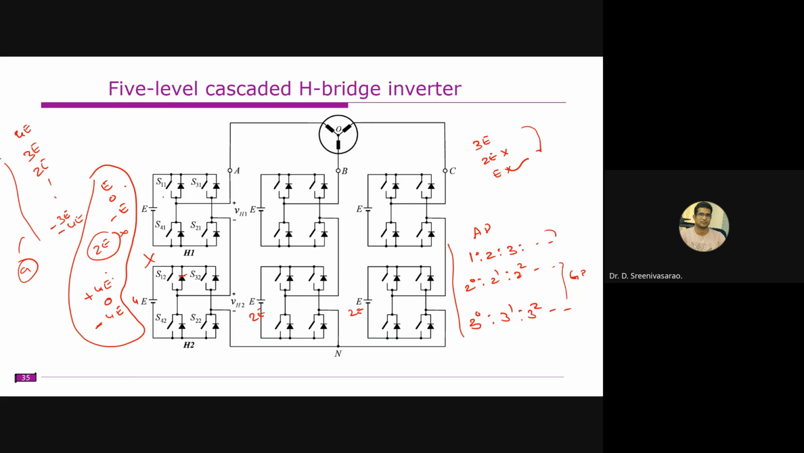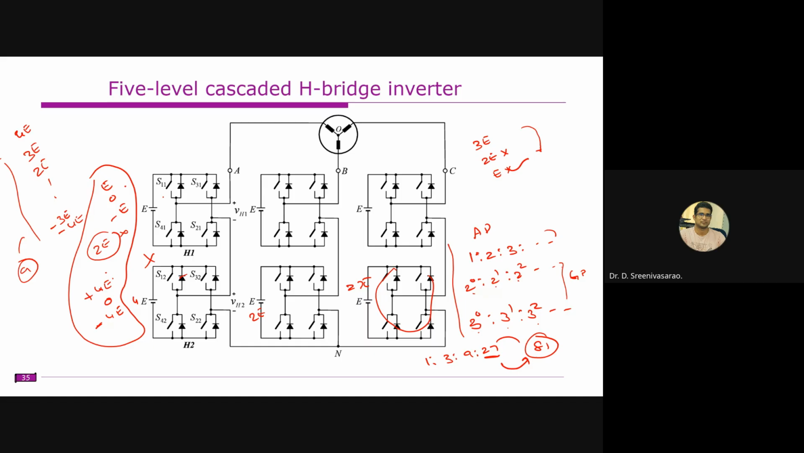So this is 1:2:3. This is 1:2:4. This is 1:3:9:27. Likewise, if it is 1:3:9:27, you can get 81 levels in the voltage. Understood. But the point is that if it is a 27, let us assume this is 27E, that means all the switches are supposed to withstand 27E voltage. So that is the drawback.